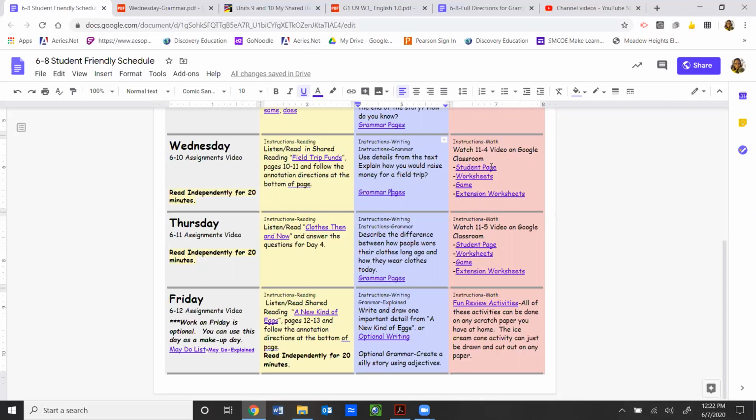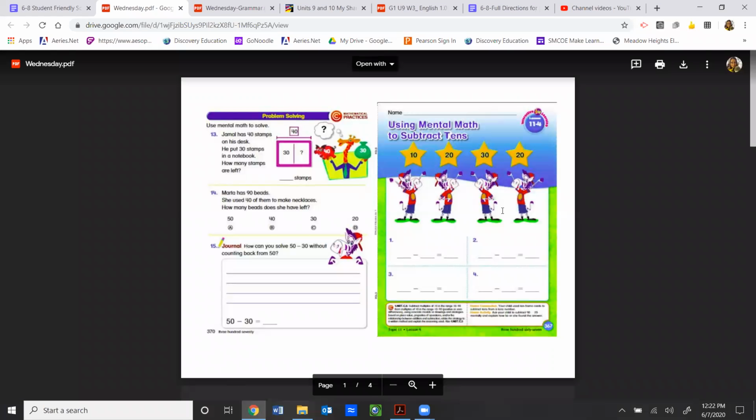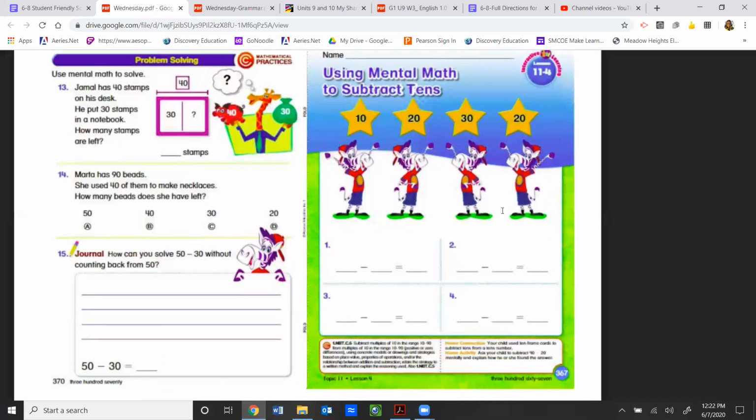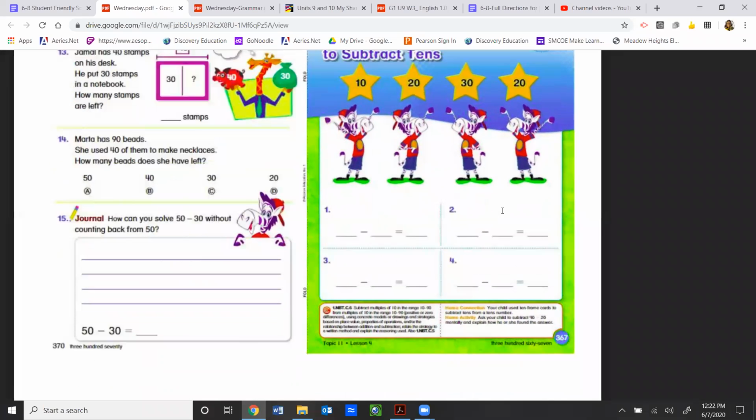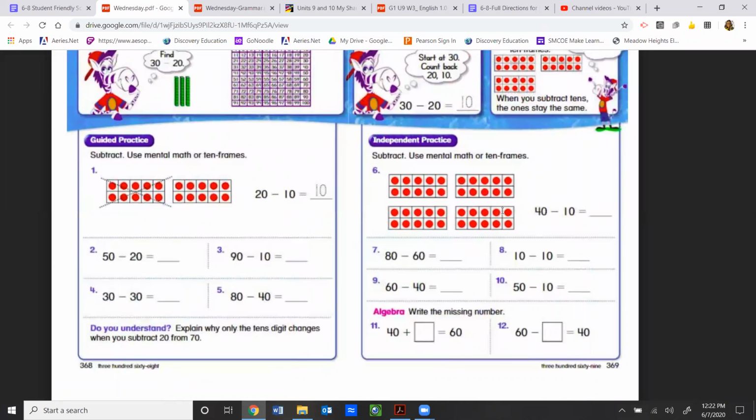Okay, let's take a look at the student page. So the student page is the one you would have gotten in class. And you can just skip the front page. You can follow along with the video and write some problems in there. It's up to you. Let's go ahead and go to the inside. So it says to use mental math or 10 frames.